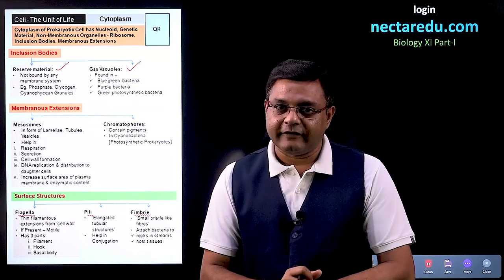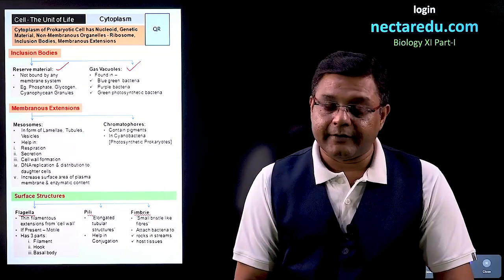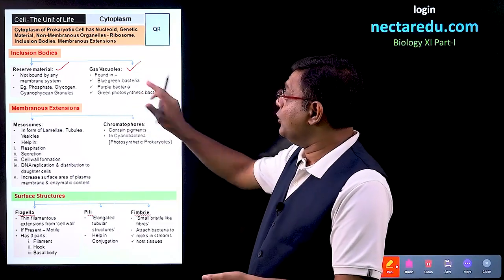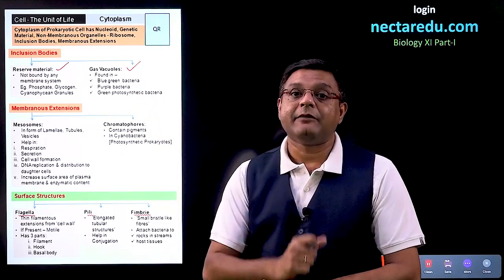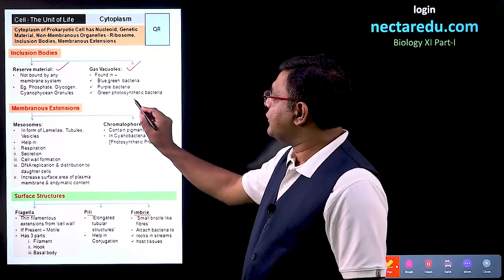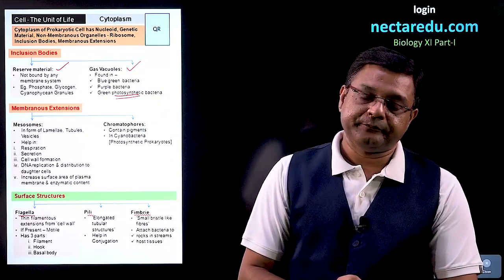Now coming to gas vacuoles, these are only present in photosynthetic bacteria. What are photosynthetic bacteria? There can be blue-green bacteria, there can be purple bacteria, there can be green bacteria. So gas vacuoles will always be present in photosynthetic bacteria.